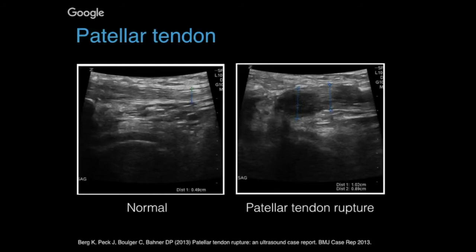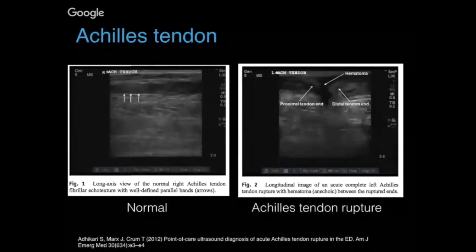This is an example of an Achilles tendon rupture. On the left-hand side, again, you have the normal Achilles tendon, and then on the right side, you see a disruption there with a hematoma in the middle.